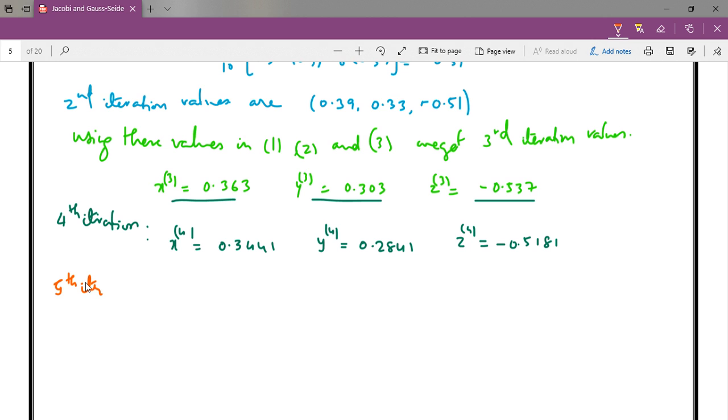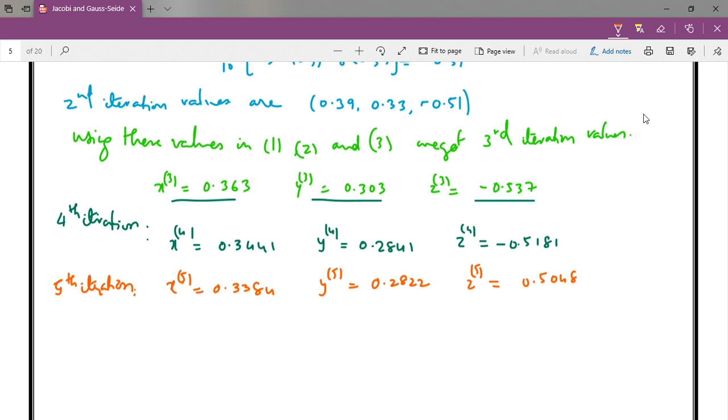Okay, so next for the fifth iteration, we have x5 as 0.3384, y5 as 0.2822, z5 as minus 0.5048.